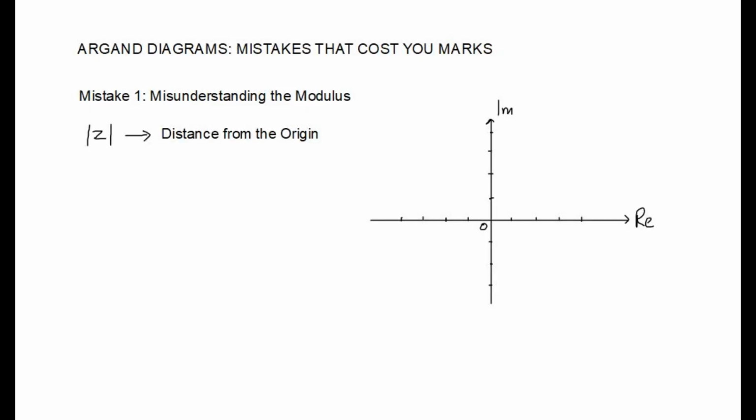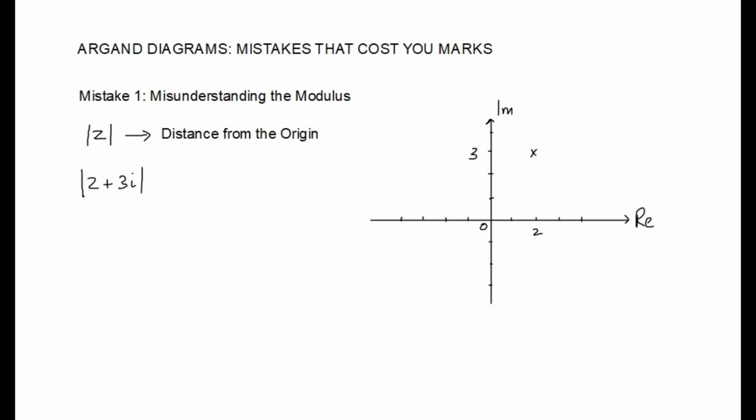The first mistake that students make is to misunderstand the modulus. Now, the modulus of z, or modulus of a complex number, is the distance from the origin. So for example, if you have the modulus of 2 plus 3i. Now 2 plus 3i is a complex number. If I mark it here on the Argand diagram, 2 on the real axis, 3 on the imaginary axis, let's say this is the point 2 plus 3i.